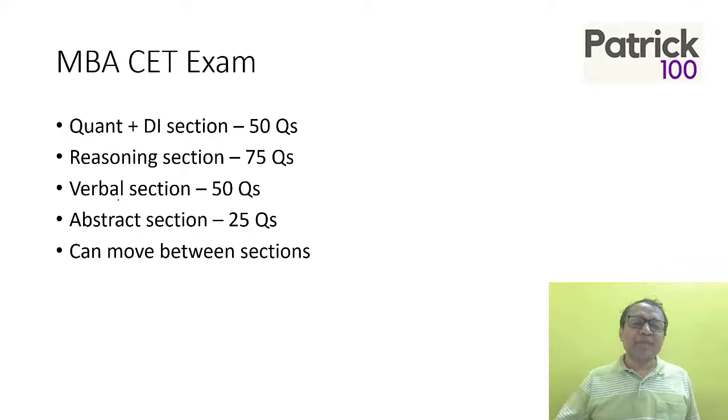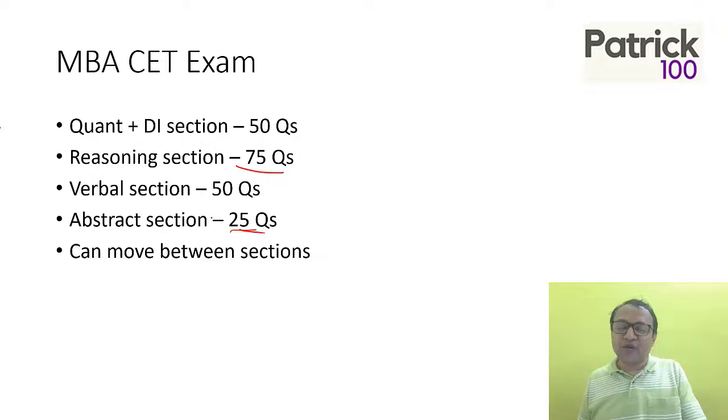If you look at the breakup, the maths and DI section is 50 questions. Reasoning, the logic section, both logic and verbal reasoning, etc., is 75 questions. The verbal section is 50 questions. Abstract reasoning is 25. Abstract is also called visuals, where you have four figures given, and you have to find the fifth figure, and so on. Figure based.